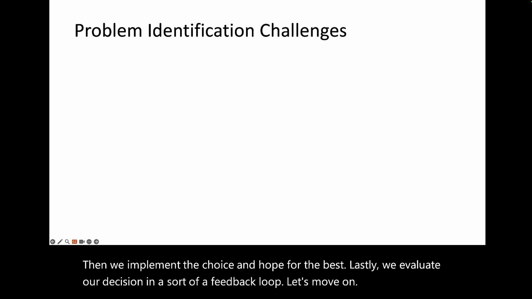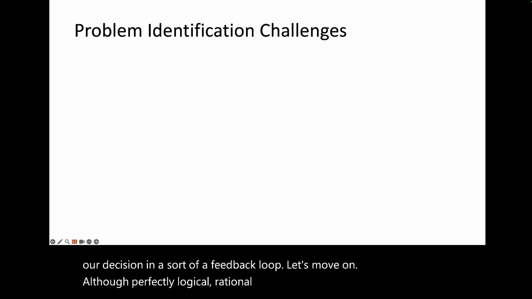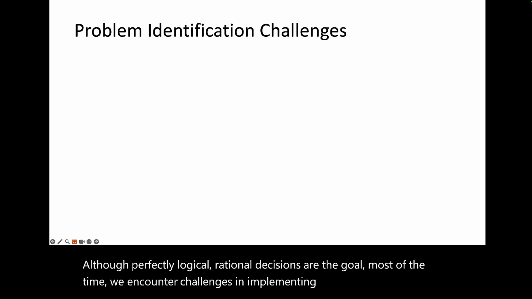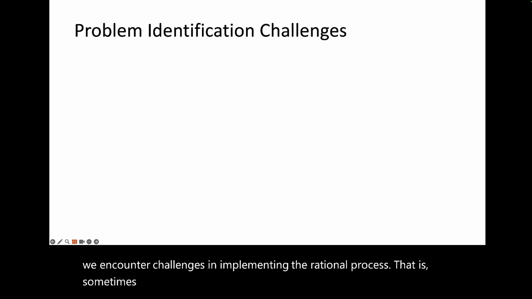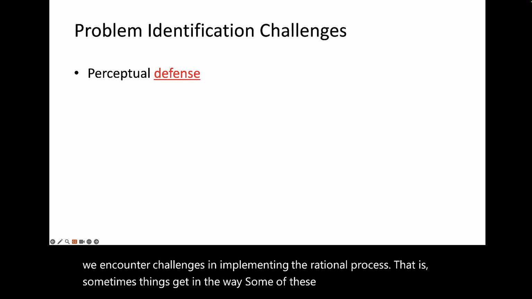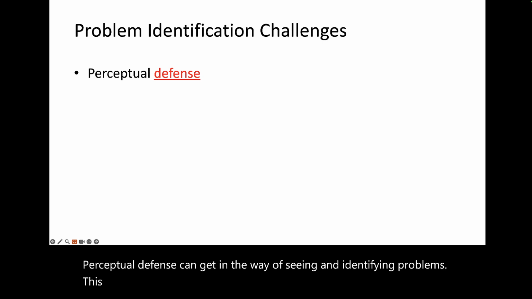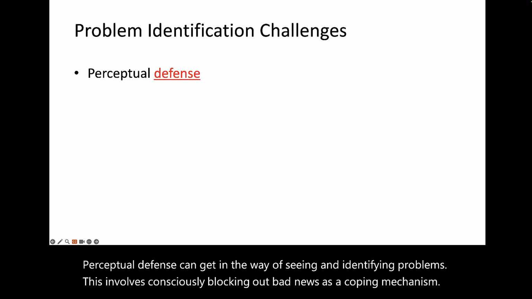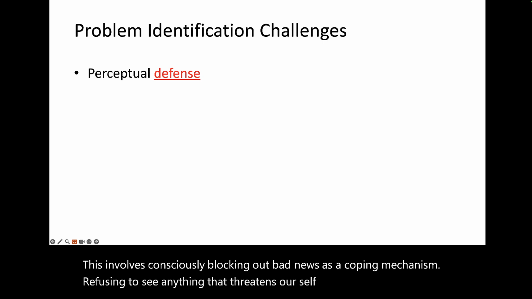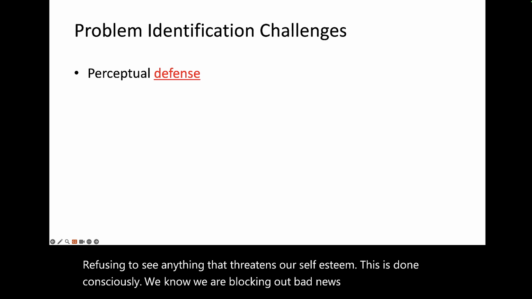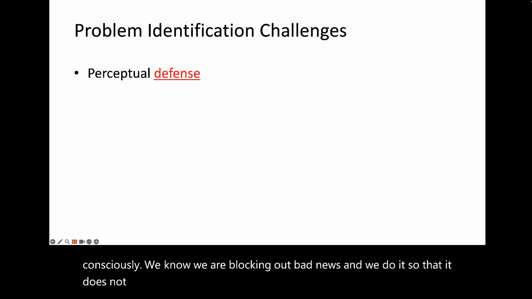Although perfectly logical, rational decisions are the goal, most of the time we encounter challenges in implementing the rational process. That is, sometimes things get in the way. Some of these include the following. Perceptual defense can get in the way of seeing and identifying problems. This involves consciously blocking out bad news as a coping mechanism, refusing to see anything that threatens our self-esteem. This is done consciously. We know we are blocking out bad news, and we do it so that it does not harm our self-esteem and self-concept.